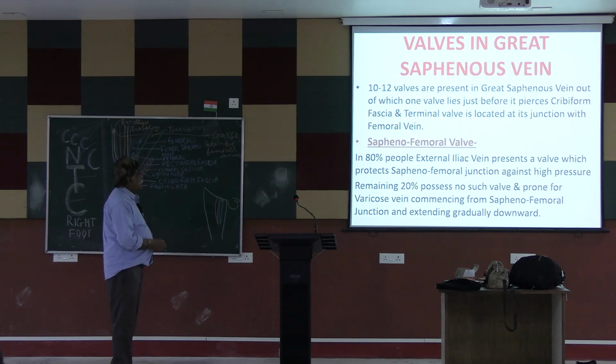Now, the remaining 20% possess no such valve and are prone to varicose veins commencing from the saphenofemoral junction and extending gradually downwards.